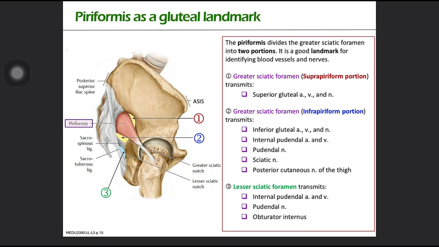So the piriformis here is a very useful landmark, right? You have learned it in the pelvis. So in short, let me say here, above the piriformis are the superior gluteal bundles, which are the nerve, the artery, and the vein. Below the piriformis, almost everything else. Done.